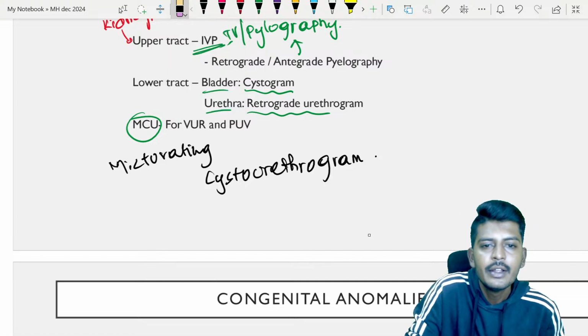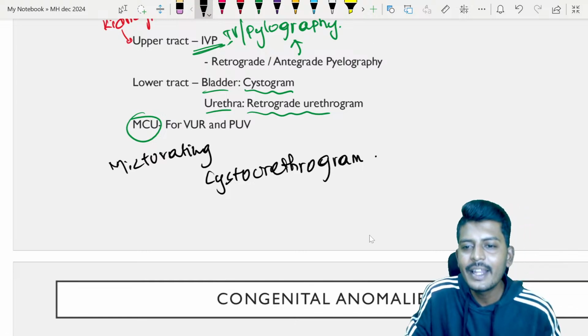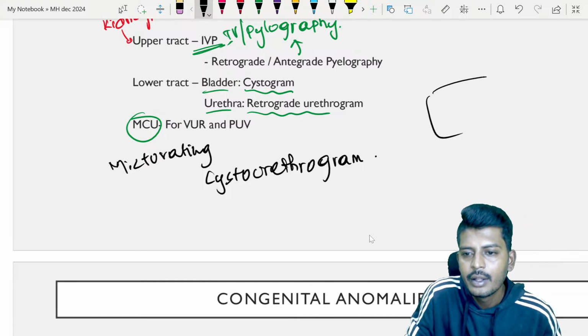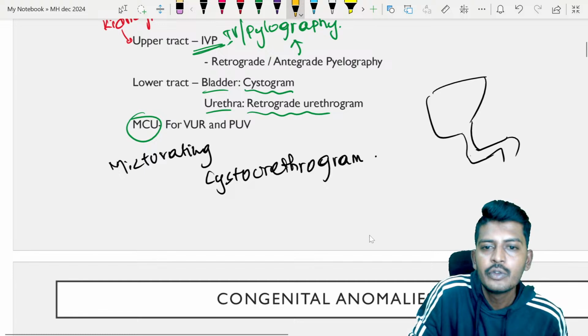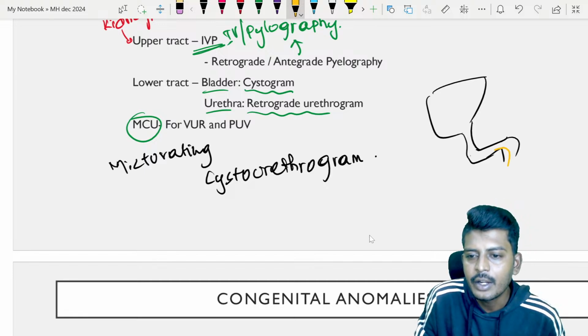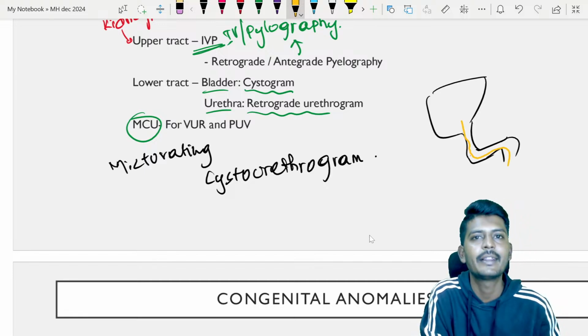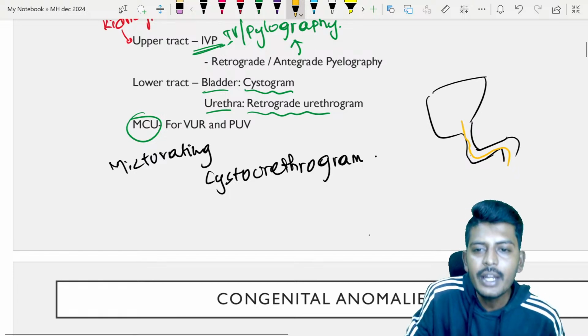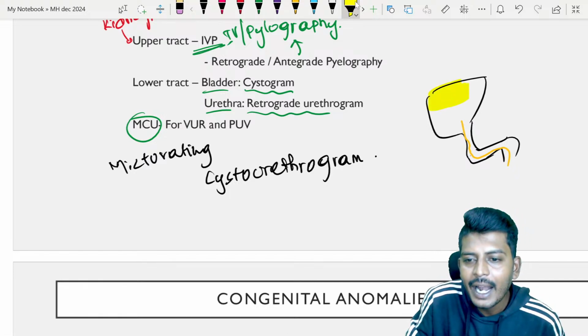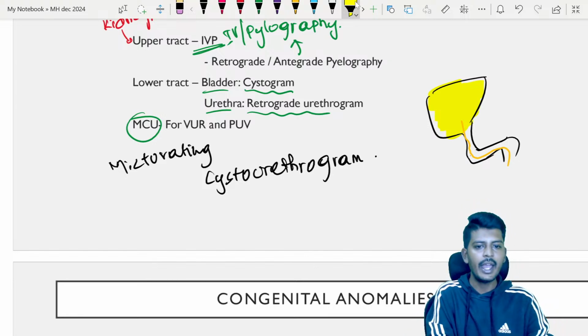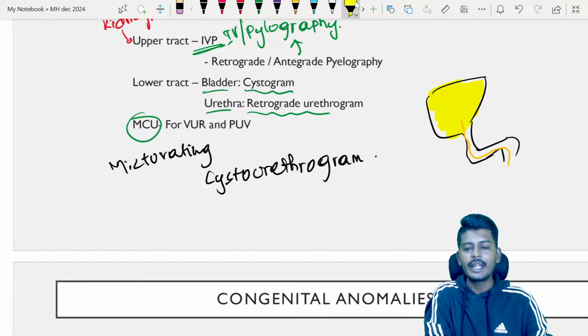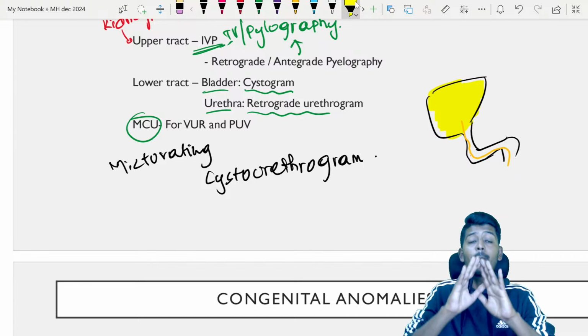What we do is, so understand, there is a bladder, followed by a urethra. First, my dear students, we take a catheter and go into the bladder. After reaching the bladder, you fill the bladder with contrast. So the bladder is filled.